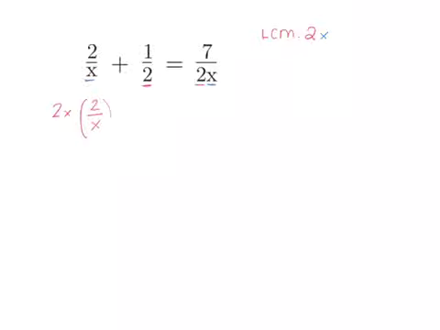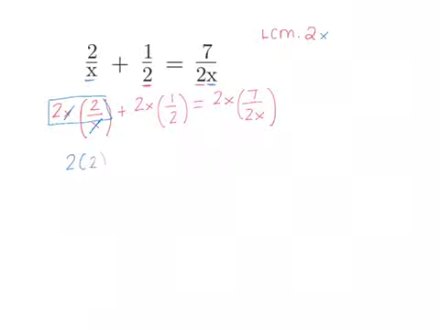So 2x gets multiplied by 2 over x. 2x gets multiplied by 1/2. And I'm also going to multiply this 7 over 2x by 2x. So again, your denominators should cancel out now. So looking at the first term, this x and this x will cancel. So I'm just left with these numerators, so 2 times 2. In the next set of terms, these 2's will cancel. So I have this addition sign here, and then I'm just left with x times 1.